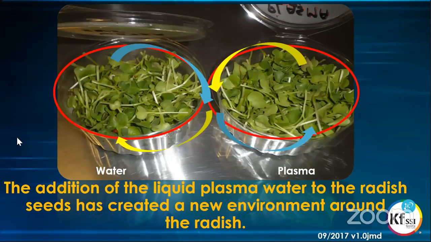So what we had done was the addition of the liquid plasma water to the radish seeds, and also created a new environment around the radish. So besides having the interaction of the stronger feeding the weaker, it had created a totally new, different environment around the radish, so it was able to last that much longer.